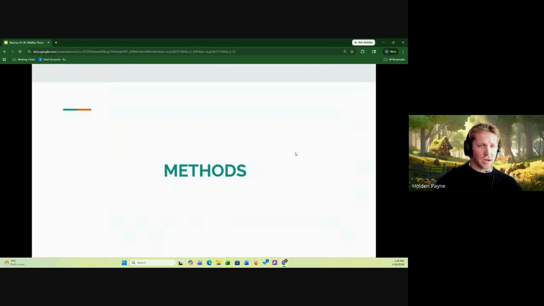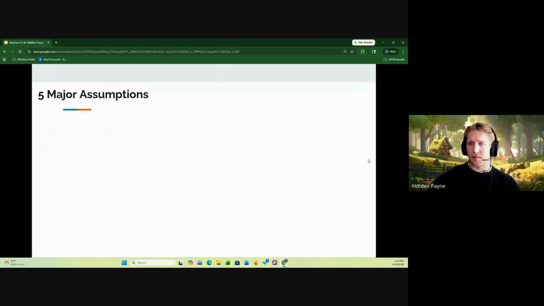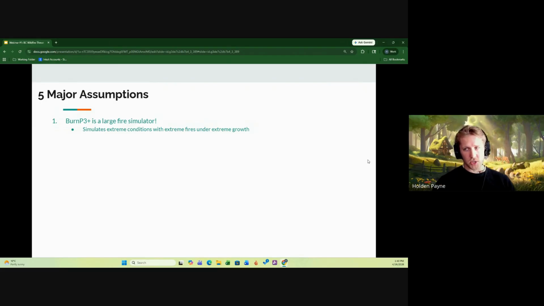So the meat and potatoes of how we actually generated this data set. Coming at Burn-P3, you have to get your assumptions out of the way. The model is really only good in terms of how you use it, and if you're thinking clearly about the assumptions going into it. Fundamentally, I've come to think of Burn-P3 as a large fire simulator. So we're only simulating fires under extreme conditions with extreme fire growth and appreciable growth.